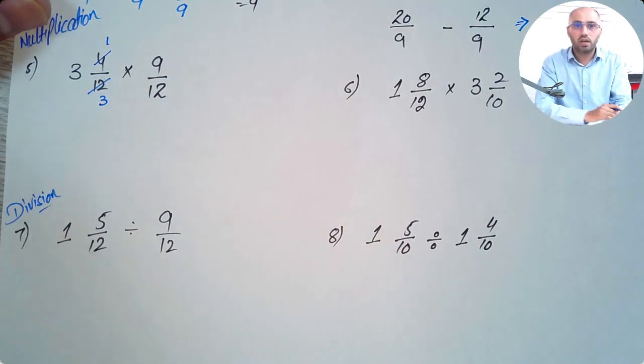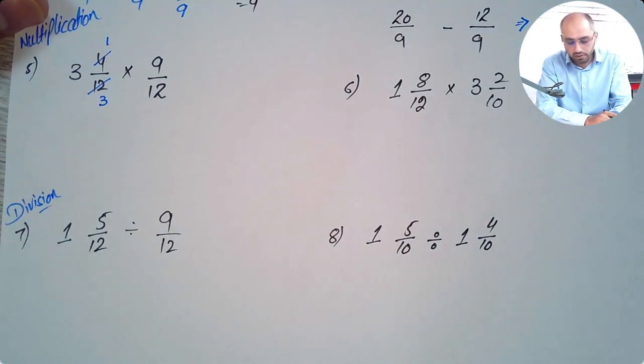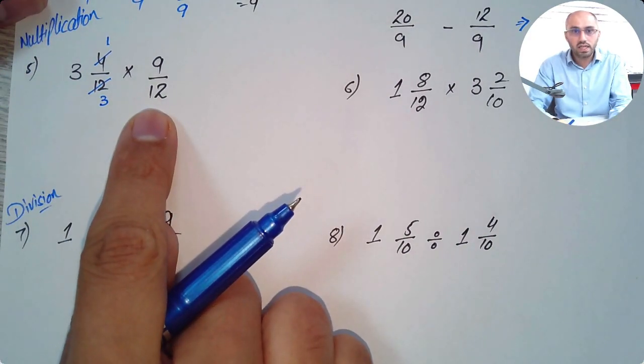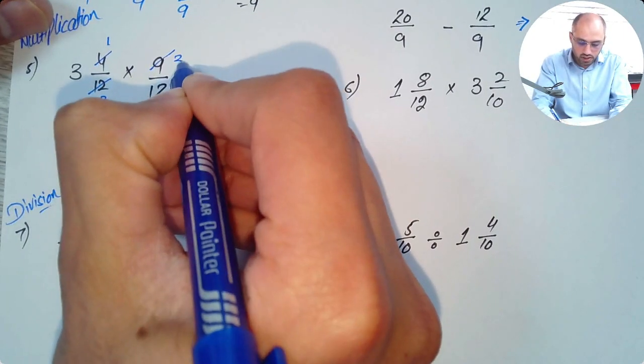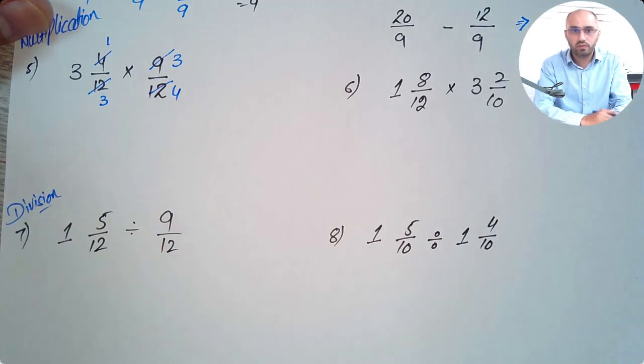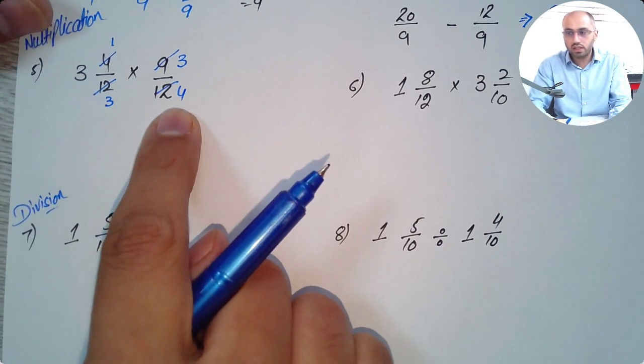I can't simplify the fraction part any further. I'll now go on to my second fraction and I'm going to ask the same question. Can this be simplified? Again, I see it can be simplified: 3 times 3 and 3 times 4. I can't simplify it any further, so I'll stop.